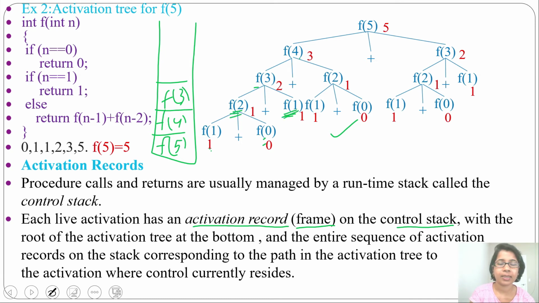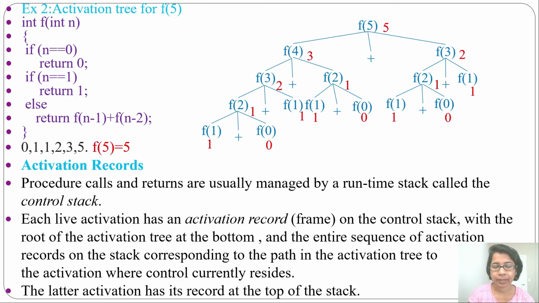Then we'll call this f of 1. Then we'll return f of 1, so it will pop. Then f of 3 will return, so we'll pop this f of 3. Then we'll call f of 2, so we'll push f of 2. Then we'll call f of 1. Then when it will return, we'll simply pop it.